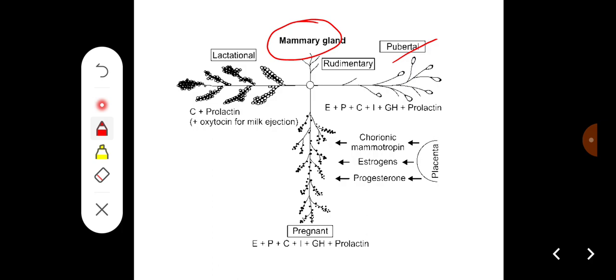But under the influence of placental hormones, chorionic mammotropin, estrogen, and progesterone, there will be development of the lobules, and under the influence of estrogen, there will be ductular development, and under the influence of progesterone, there will be alveolar development. And during the lactational phase, prolactin plays a very important role in lactogenesis, and oxytocin plays a very important role in the process of milk ejection.